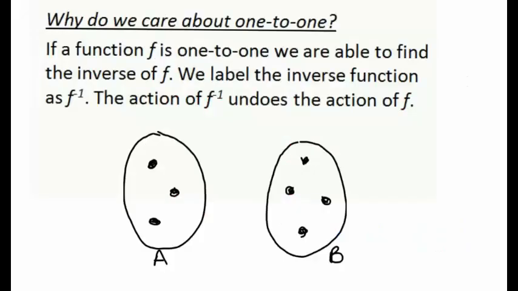So we might be interested in why we care about one-to-oneness of functions. Well, the real importance here is that if a function f happens to be one-to-one, we're going to be able to find a special function called the inverse of f.